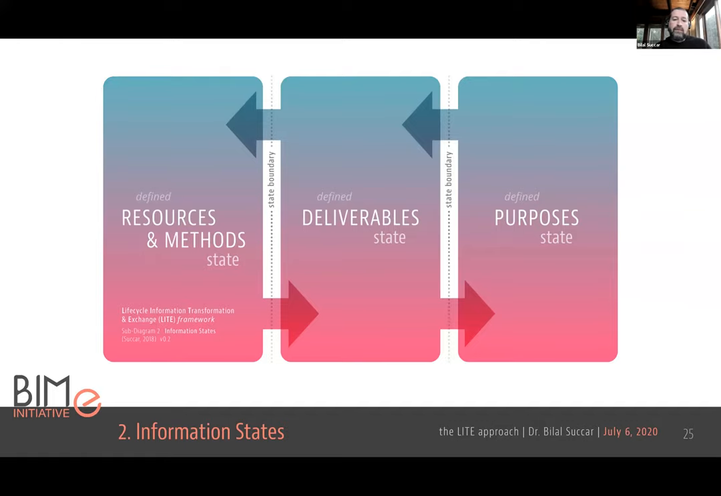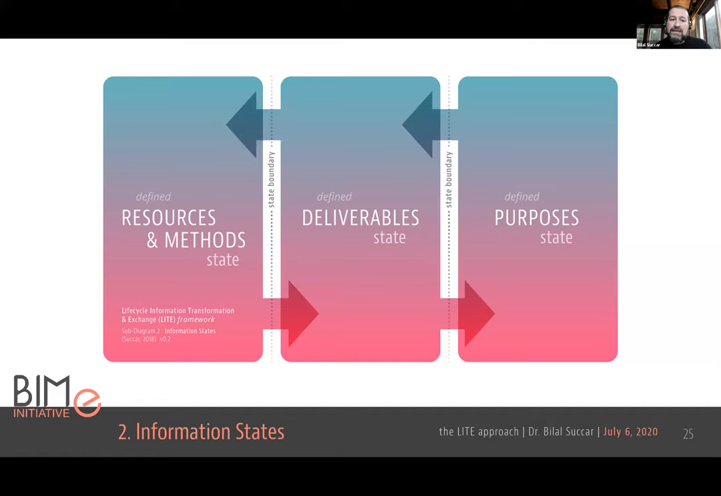When we're dealing with information, we have three states. One we call the purposes state. You know, what's the purpose of delivering any asset? And then what is this deliverable that we want to deliver? So what is it, what are its properties? And then what are the resources and methods needed for that deliverable? You know, I want to deliver a car or a pump or a building, okay? To deliver that, what are the resources, the materials, what are the methods of production, what are the methods of procurement, all these things that need to be defined.